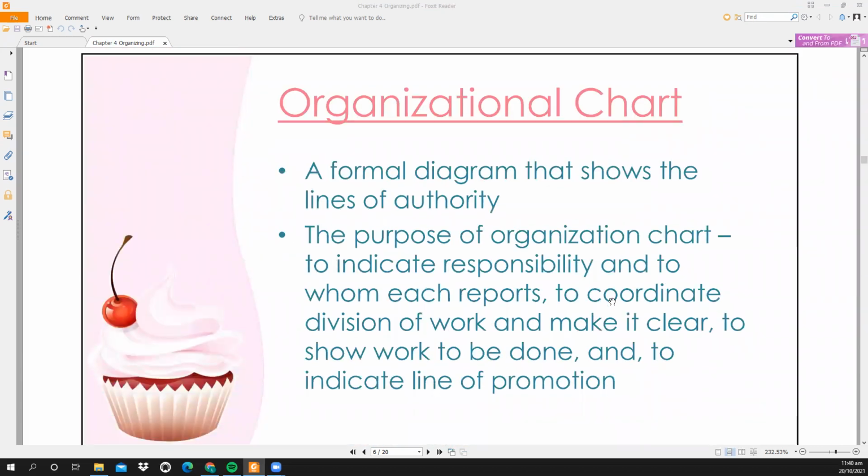Organizational chart, a formal diagram that shows the lines of authority. The purpose of organization chart is to indicate responsibility and to whom each reports, to coordinate division of work and make it clear to show work to be done and to indicate line of promotion. So ito na yung gagawin nyo, no? Okay, so pipili kayo kung ano yung organizational chart na pwede nyong gayahin dito.